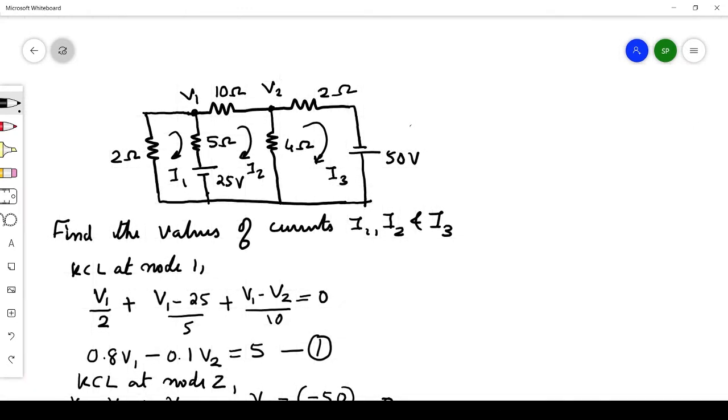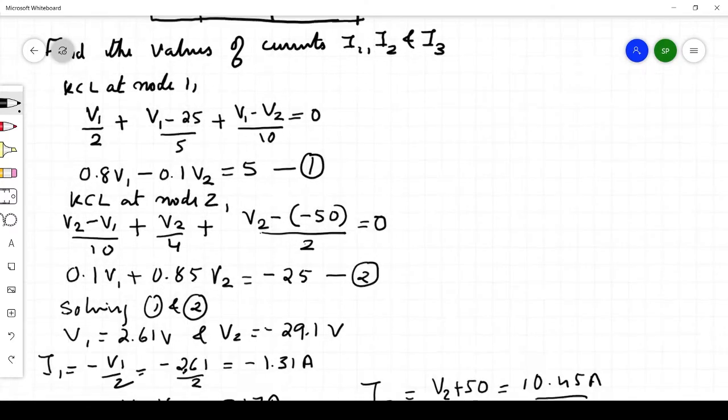But whenever you are identifying the node, please be careful that the node is the meeting point of two or more branches. If there is no element between, suppose you have two parallel branches and there is no resistor connected between those two parallel branches, it means these two nodes merge together to become one single node. So you should be careful while identifying the nodes.